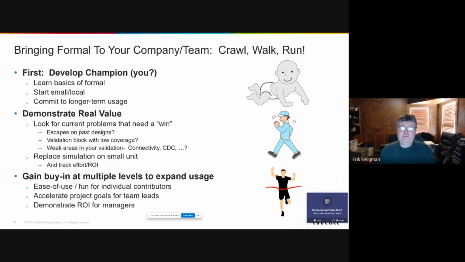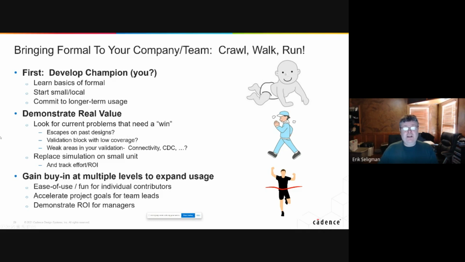And of course, your first problem you try may or may not work. You may have to try a few things to see what gives the best ROI for your particular company and your particular projects. But chances are, again, you'll probably find something where simulation just isn't fitting the bill, and where formal is much more productive.